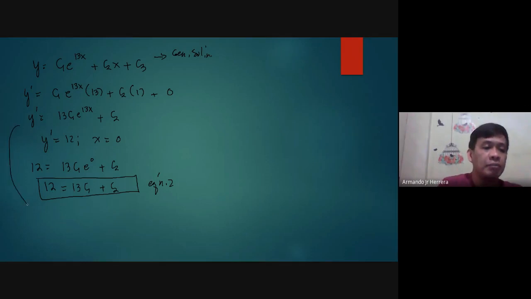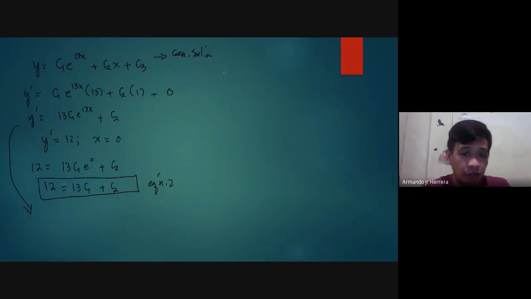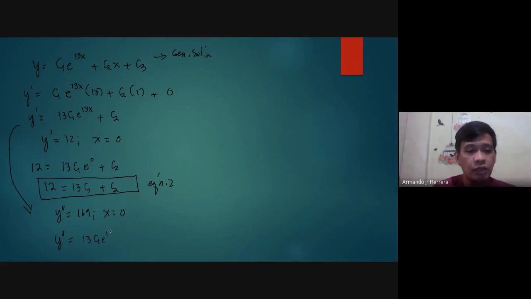So from y prime, kasi ang given natin, y double prime is 169 when x is equal to 0. So our third initial condition, y double prime is 169 when x is equal to 0. So from y prime, take the second derivative. So y double prime is equal to 13 c1 e to the 13x times the derivative of that, which is 13, plus the derivative of c2, which is 0, giving us y double prime is equal to 169 c1 e to the 13x because 13 times 13 is 169.